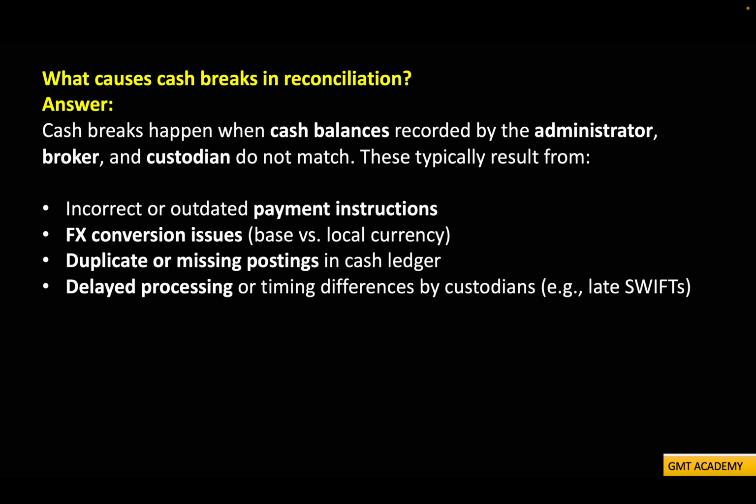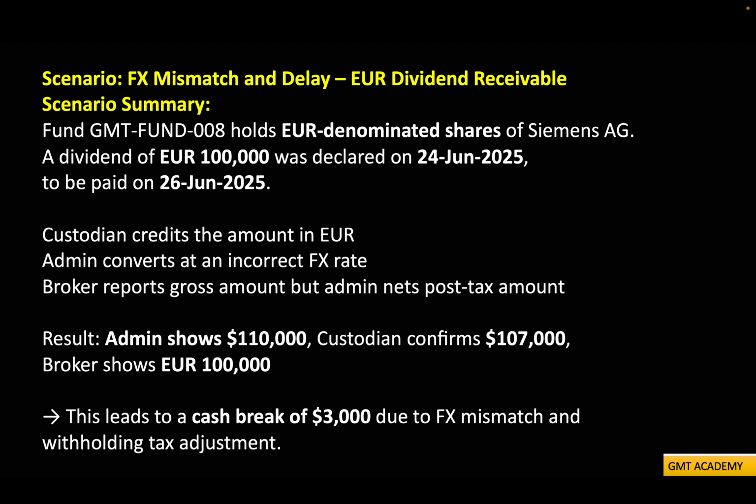FX conversion issue may be local to base. If you do cross currency trading between any countries, you will face the FX conversion issue also. Duplicate or missing posting in the cash ledger: sometimes in Geneva while booking, you will see a cash break due to duplicate cash posting. Due to that also we face the issue. Delayed processing or timing difference by the custodian, late SWIFT receipt or something, will impact like this.